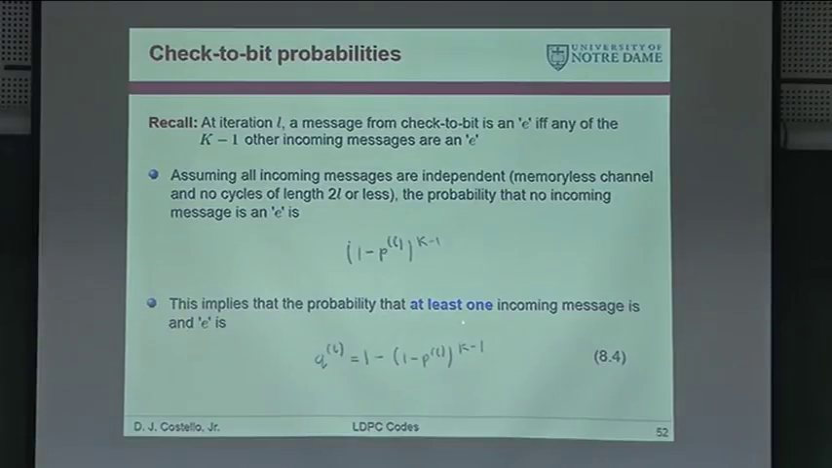Now this says that the probability that at least one of the incoming messages is an E is 1 minus this. This is the probability that no incoming message from the other k minus 1 variable nodes is an erasure. 1 minus that is the probability that at least one is an erasure. So this, therefore, is the probability that our check node is going to pass an erasure message back to the variable node. So we can calculate this exactly with these probabilities for the erasure channel.